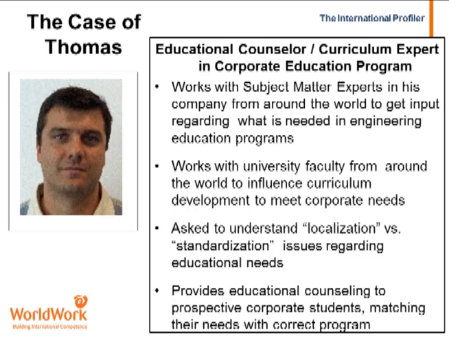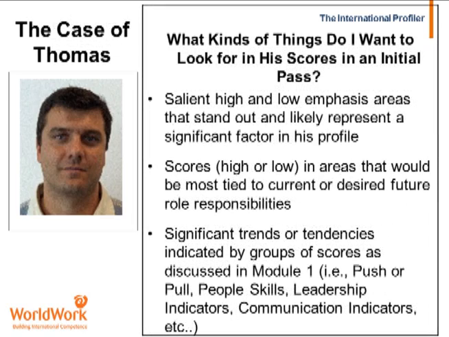Now, as I go to look at the scores, what kind of things would I be looking for? I'd get his interpretive report, I'd flip to the back pages, and then I'm looking for, firstly, what are the very salient high and low emphasis areas that stand out and likely are important factors in this profile. If I look to the right side and the left side of that score sheet, I'll see the things that he tends to emphasize the most or the least.